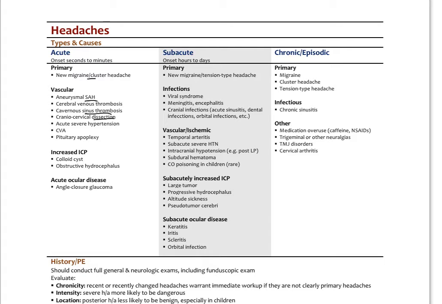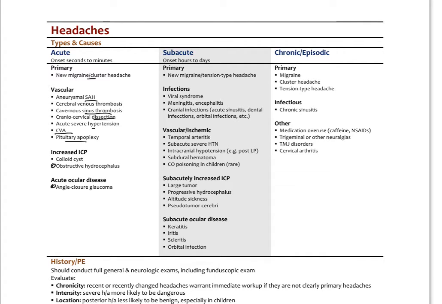Cranial cervical dissection, that's where a ruptured vertebral artery occurs. Acute severe hypertension, a stroke, cerebral vascular accident, and then a pituitary stroke. Pituitary apoplexy, remember we talked about that in the pituitary section, is when the blood flow is compromised to the pituitary. So we have a collapse of pituitary function in its activities. Increased intracranial pressure from obstructive hydrocephalus, for example, and then acute ocular disease like angle closure glaucoma. That can also cause an acute headache.